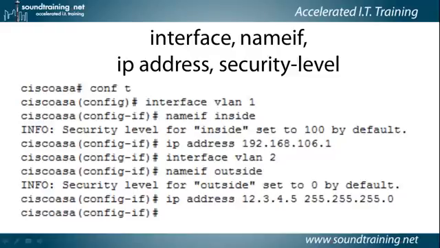Next we go to interface VLAN 2, and we use the name if command to give it the name outside. It automatically sets the security level to 0 by default for the outside, and again you can change that if you want to, but typically you wouldn't. Now you'll notice here I gave it the IP address of 12.3.4.5, and I had to explicitly provide the 24-bit mask of 255.255.255.0 because the 12 network is a class A, so it would automatically assign it an 8-bit mask. I don't want to do that, so that's why I had to explicitly provide it.